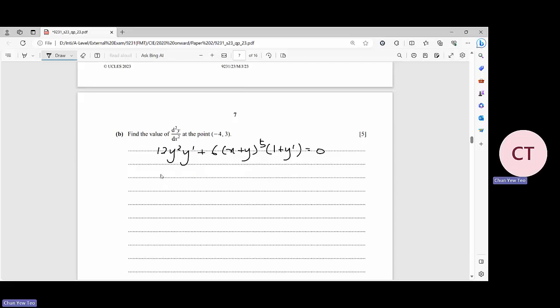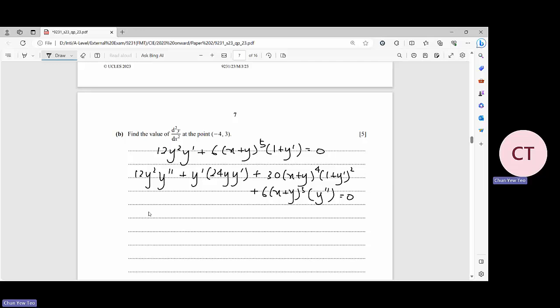So from here, I differentiate one more time. So I need to use the chain rule: keep the left, differentiate the right, plus keep the right, differentiate the left. Then second term, 30 (x plus y) to the power of 4, 1 plus y prime, squared, plus 6 of (x plus y) to the power 5 of y double prime equal to 0.